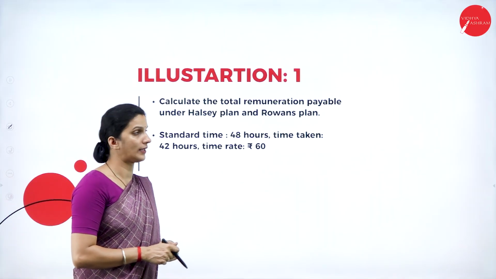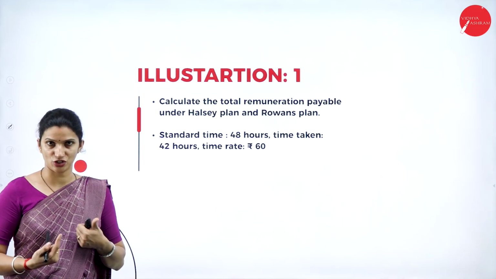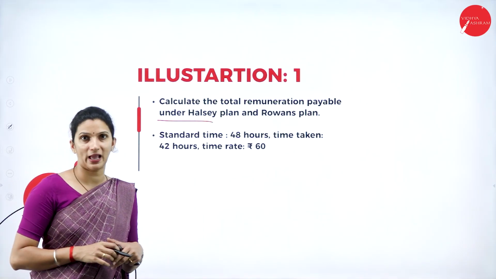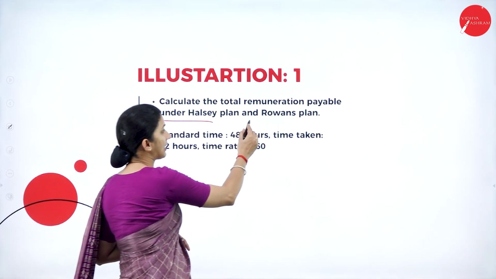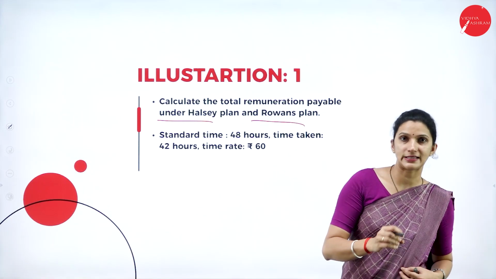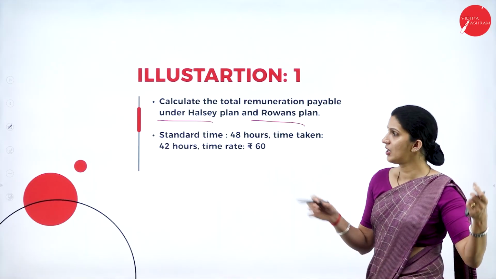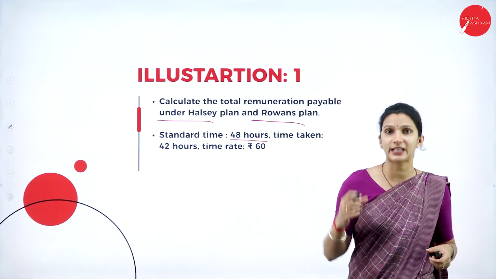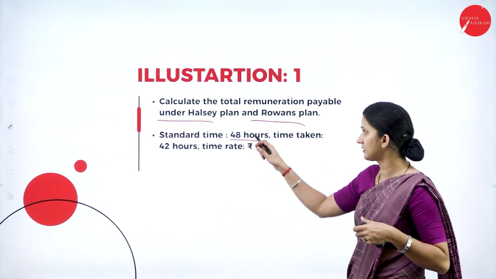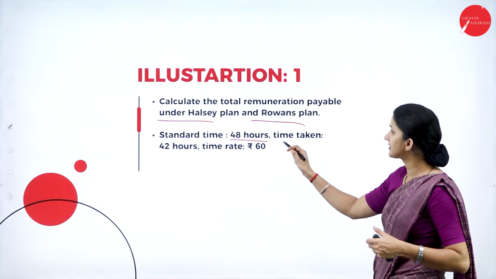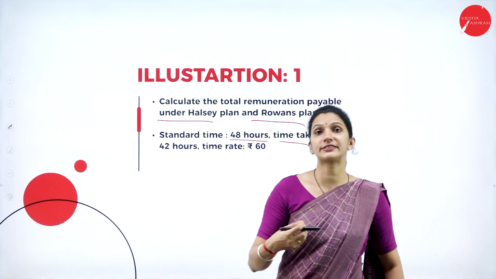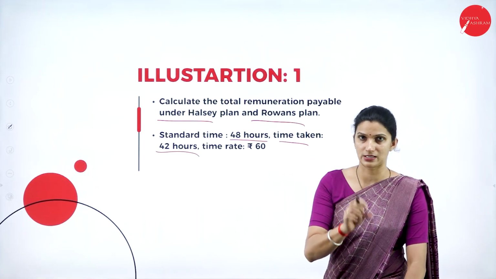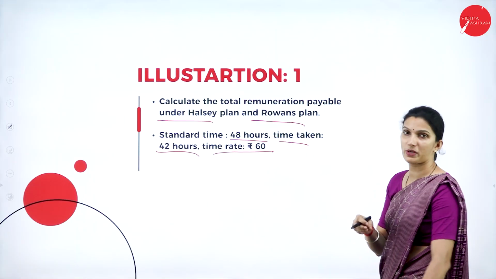See the first illustration. Calculate the total remuneration, that is, you need to calculate the total wages payable under Halsey's plan and under Rowan's plan. So we need to calculate the total wages under both incentive methods. So what are the details that we have? The standard time fixed to complete the task is 48 hours. Then we have the time taken, that is the actual hours worked by the employee, which is 42 hours. And the time rate is rupees 60.